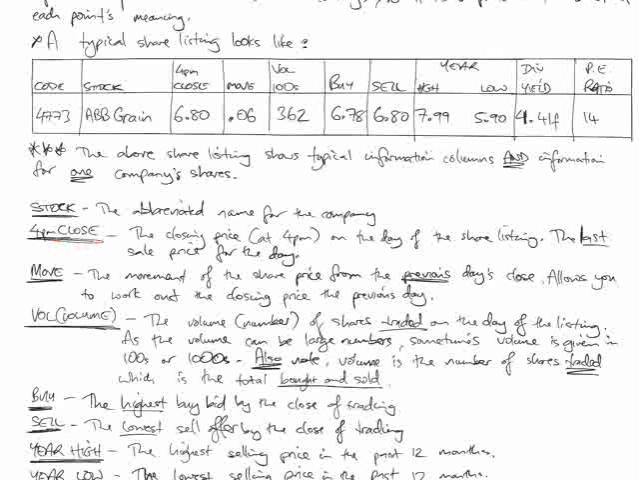4 p.m. close, that's the closing price at 4 p.m. on the day of the share listing. So if this was today's listing, then $6.80 is what the company finished at 4 p.m., which is when the stock exchange closes, the last sale price for the day.